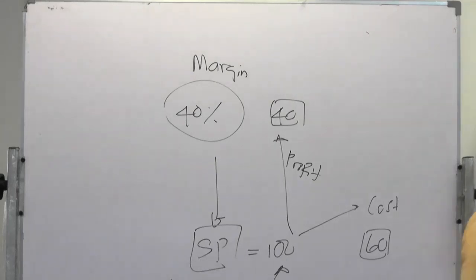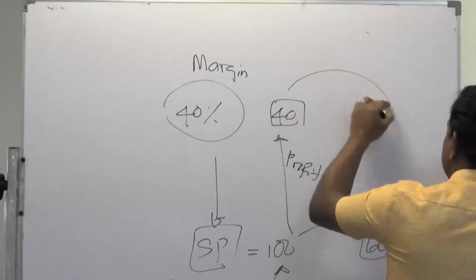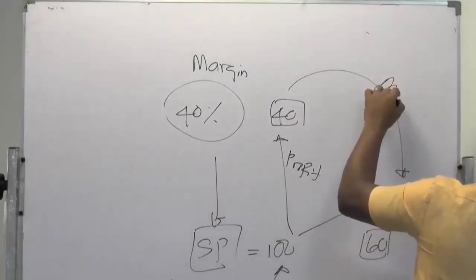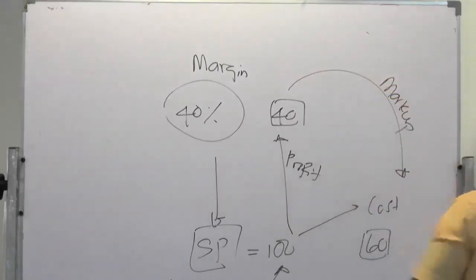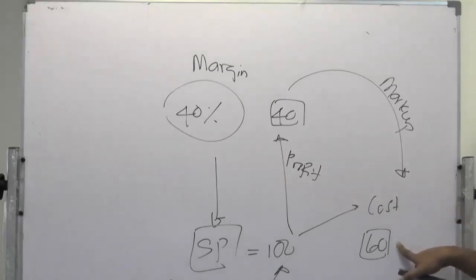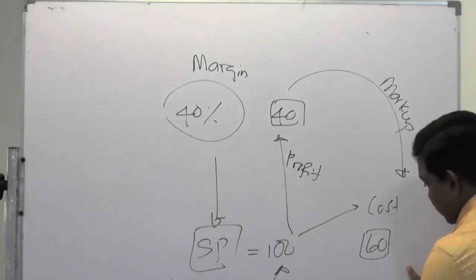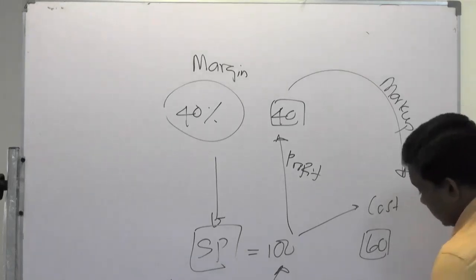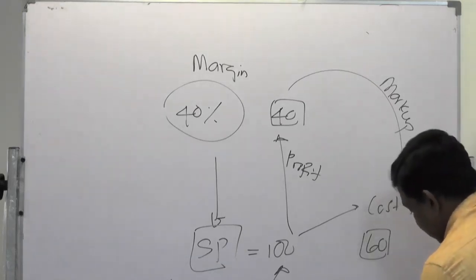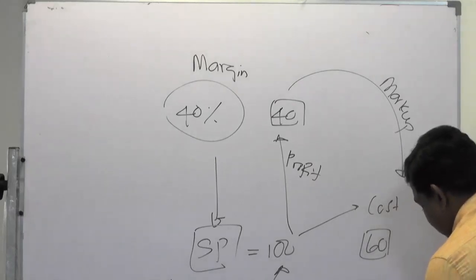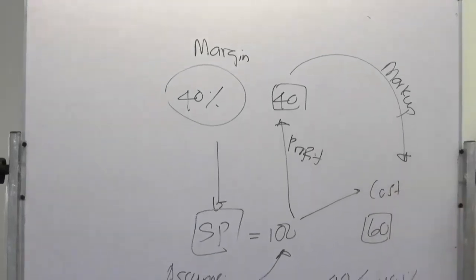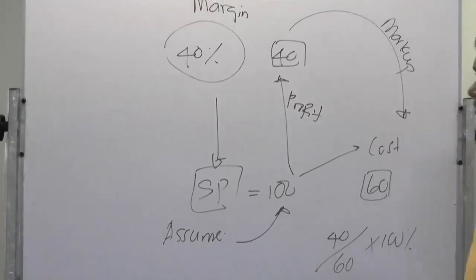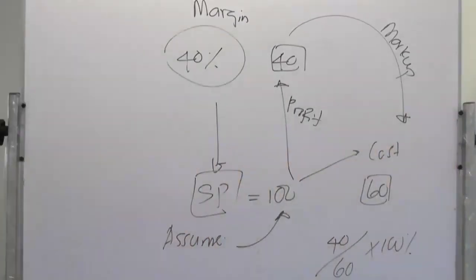Now they are asking the profit as a percentage on cost, that's called markup, right. As a percentage on cost, that is 40 divided by 60 into 100, that is 2/3, that is 66.67%, right, 66.67%. Therefore, you can see here the answer D, right, answer is D.